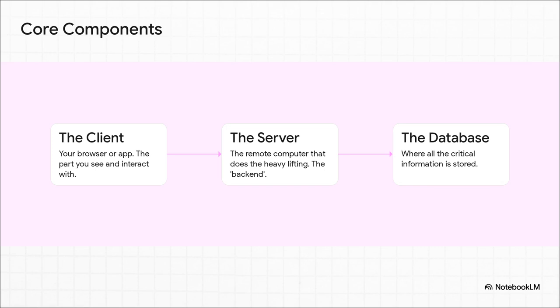So really, it all boils down to three key players. First, you've got the client. That's just a fancy word for your browser or the app on your phone. It's the part you can actually see and touch. Then there's the server, which is basically a super powerful computer sitting in a data center somewhere, doing all the heavy lifting. And last, you have the database, which is like the application's digital filing cabinet where everything gets stored.